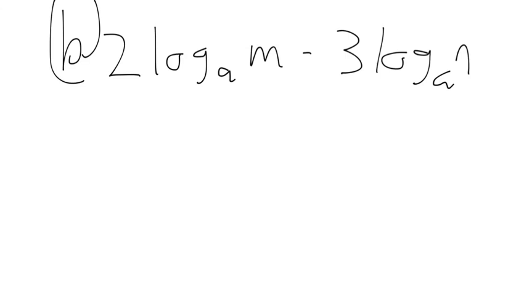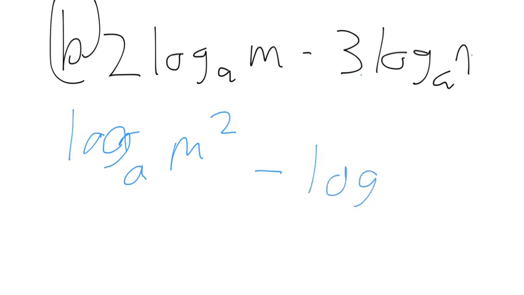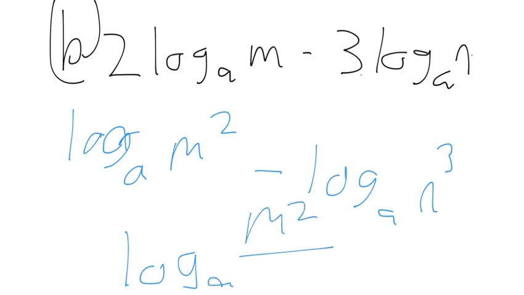Alright, so for part B, it says to combine this into a single logarithm, 2 log base a of m minus 3 log base a of n. Now, in order to combine them into a single logarithm, you need to get rid of the numbers in front first. To get rid of the 2, you could rewrite it as an exponent. So it'd be log base a of m squared minus, move the 3 to the exponent at the end, so it'd be minus log base a of n to the third. Now, since you have no coefficients in front of the logarithms, you can combine them into a single log. Since we're subtracting, we would divide, so it'd be log, let me rewrite that, log base a of m squared over n to the third.